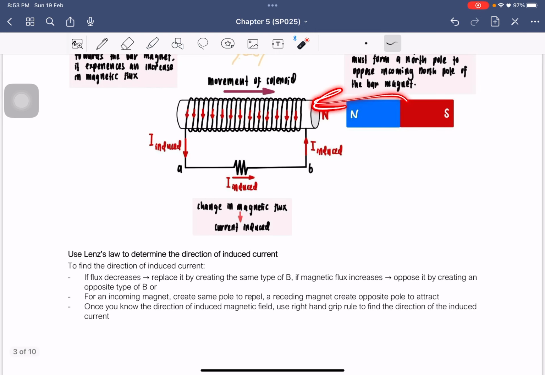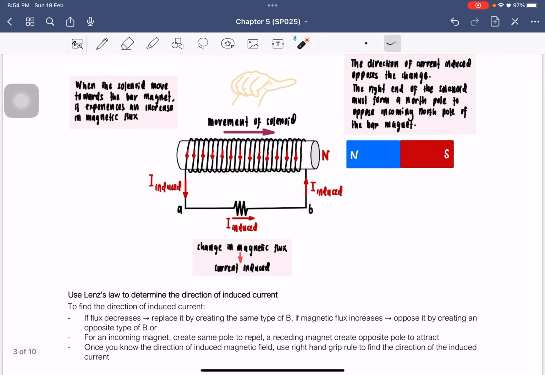So sekarang ni kalau macam ni, kita mesti letak N juga. So for both ends ni mesti north pole. Contohlah kalau they recede pula kan, for a receding magnet, they should create the opposite pole. So sekarang ni the N di sini mesti S kalau dia bergerak away from the solenoid. Kalau dia towards the magnet, dia akan jadi north di sini. Okay, so once you know the direction of induced magnetic field, you have to use right hand grip rule to find the direction of the induced current.